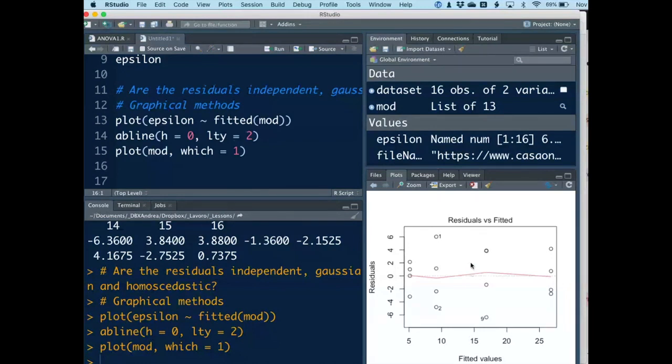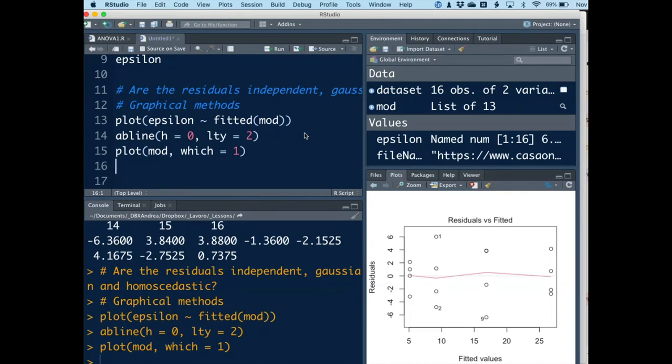So this type of graph helps us with spotting outliers and heteroscedasticity. And it's very useful. But then we need another method to detect possible deviations from normality, so from the Gaussian assumption, which is important.